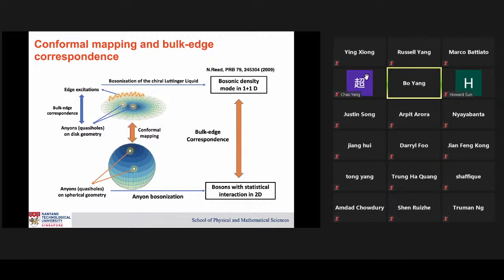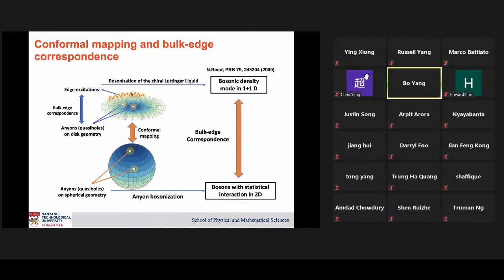The first interesting property is a bulk-edge correspondence, as I mentioned before. So when you're creating a quasi-hole in the bulk by inserting a magnetic flux, because of the non-vanishing Hall conductivity, you're really pushing electrons away from the flux, leading to excitation at the edge. So every excitation of a flux insertion can be either interpreted as a bulk excitation or interpreted as an edge excitation. And an edge excitation is a 1D chiral liquid, which we know we can bosonize, right?